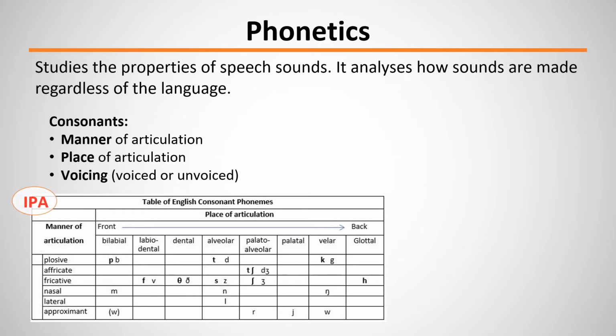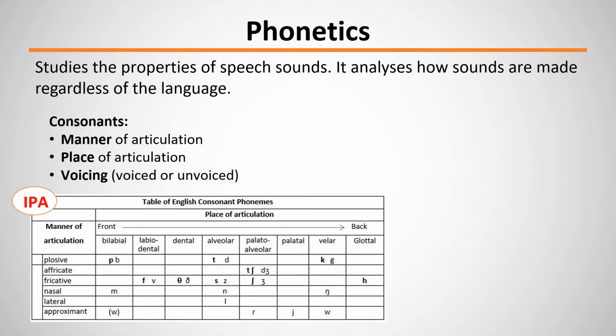are voiced or unvoiced. Here we have a chart of the International Phonetic Alphabet, and in it we can see sounds that are plosive, affricative, fricative, approximant, nasal, and they can be produced in the front of your vocal tract or in the back.